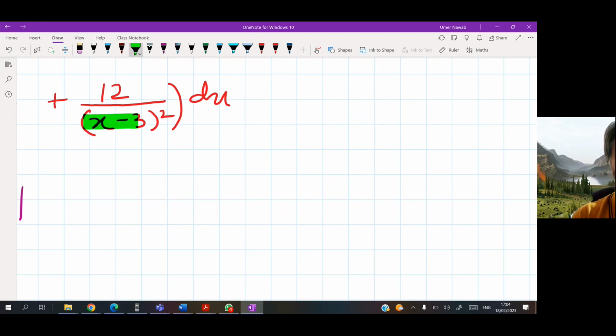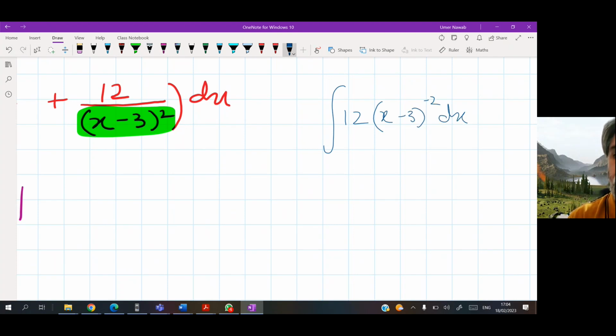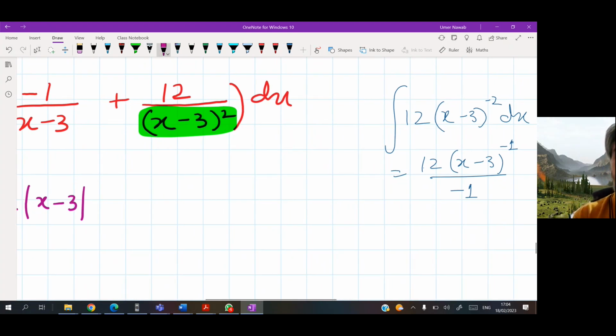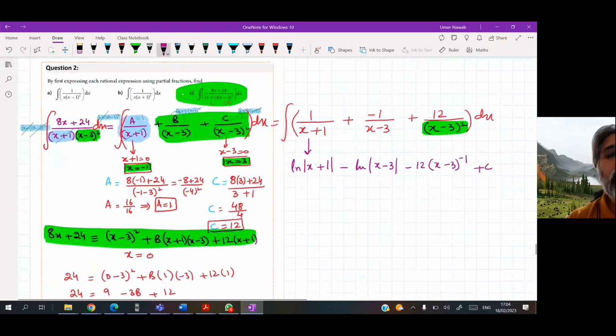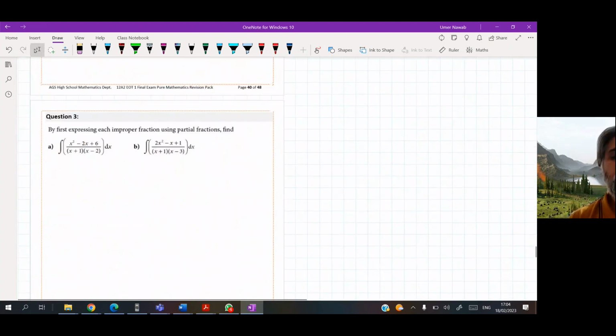Here the problem happens. When you have a power, you have to apply the power rule of integration. You have to send it on the top and then apply the power rule. Maybe in AS level, you took it as minus 2 plus 1 is minus 1, over minus 1. So that integration is minus 12 times x minus 3 raised to minus 1. And that's all. So guys, I have explained the linear repeated case here.